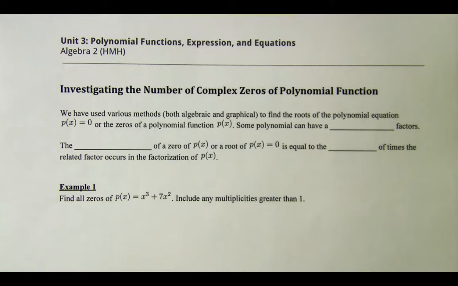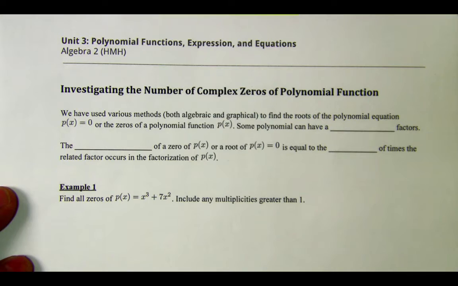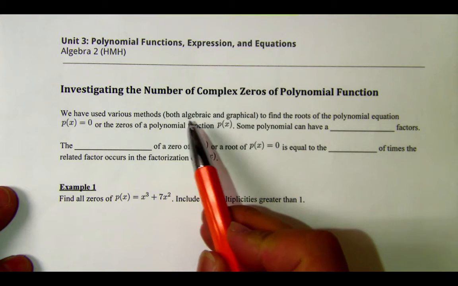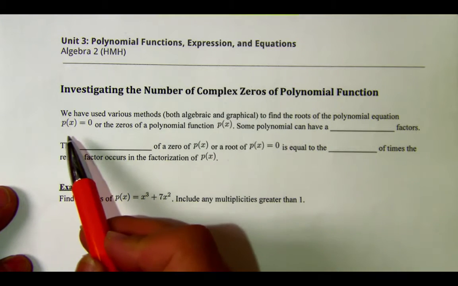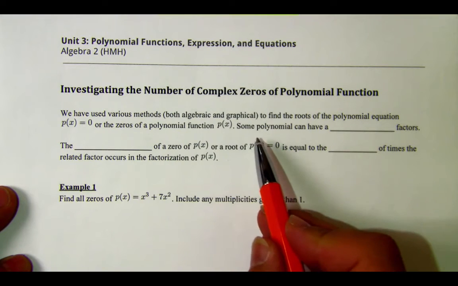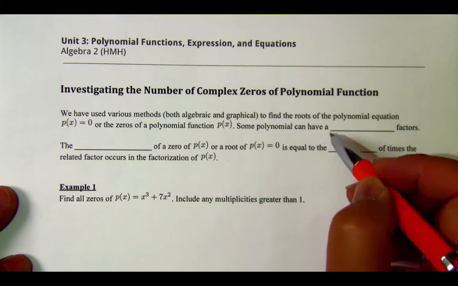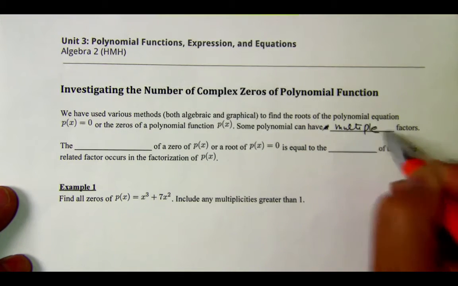We learned many ways to factor polynomials. You know, when you divide things, guys, or graphing, right? We could find the roots, the x-intercepts, by an algebraic or graphical approach. And we often do that by setting the polynomial equal to 0, right? And then what we discovered was that some polynomials can have multiple factors.